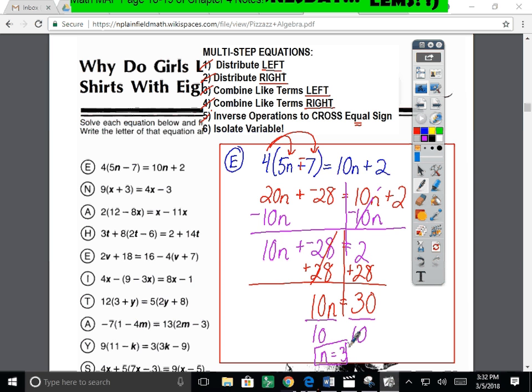If this was my worksheet, I would transfer my answer over. I would write n equals 3 next to letter E, and down at the bottom, of course, I'd find 3 as an answer and put an E in there for the riddle.